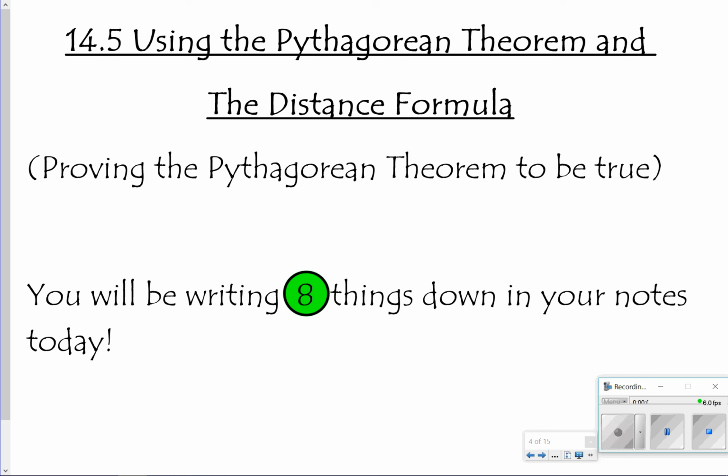Today we're looking at lesson 14.5, using the Pythagorean Theorem and the distance formula. Today we'll be looking for 8 things in our notes, so let's go ahead and get started with number 1.